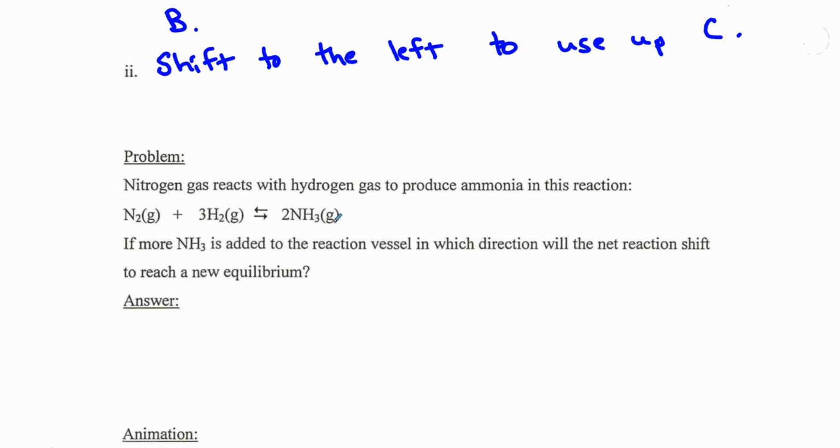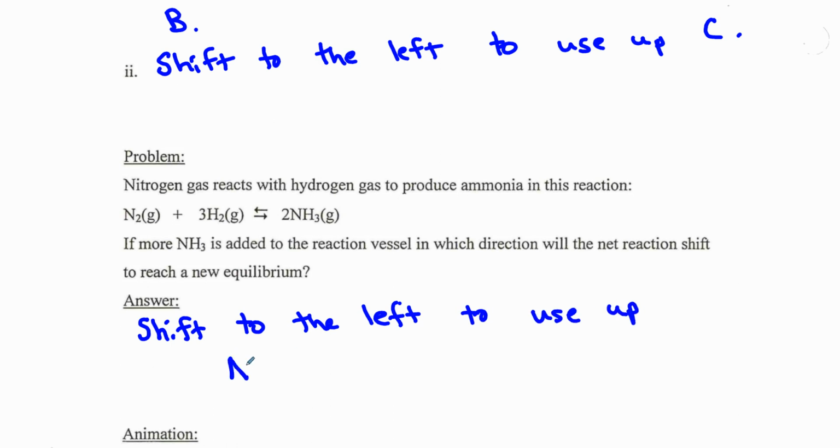So here's a problem with actual compounds that we can look at. We've got nitrogen gas reacting with hydrogen gas to produce ammonia. We've seen this reaction quite a few times before. This one's saying if more ammonia is added to the reaction vessel, in which direction will the net reaction shift to reach a new equilibrium? So it's our product that we have more of. If we have more product, we have to use up that product to get back to our equilibrium point. So we're going to have to shift in the reverse direction, shift to the left to use up NH3. That's kind of how it works if you alter your reactants or your products.